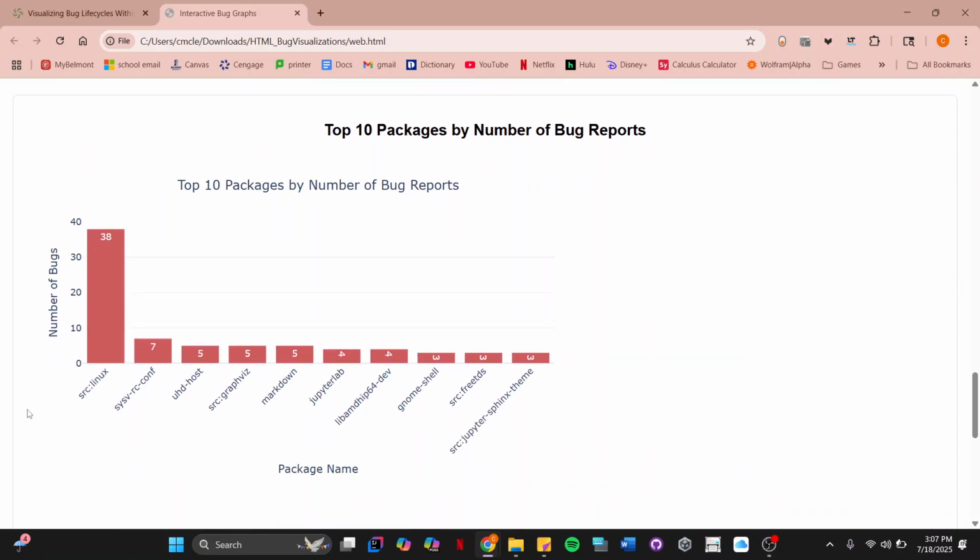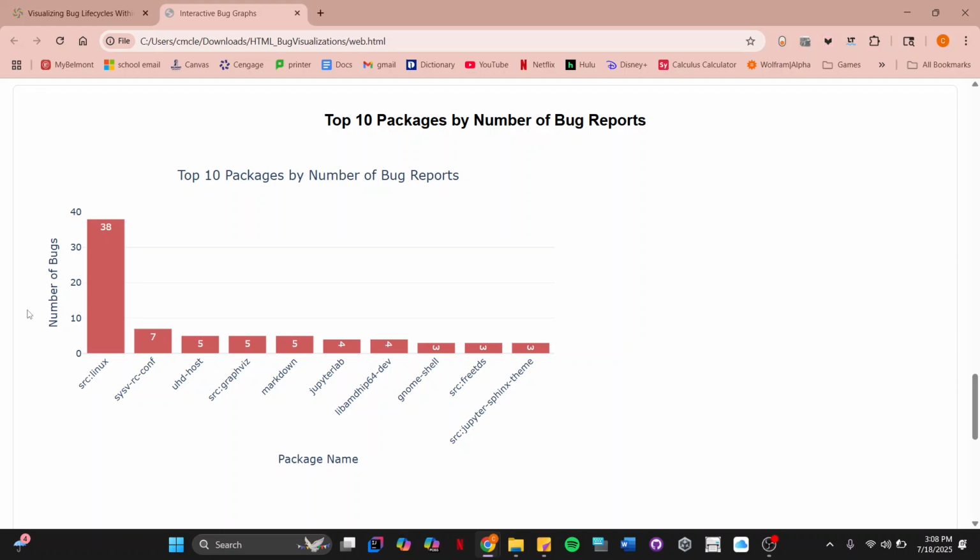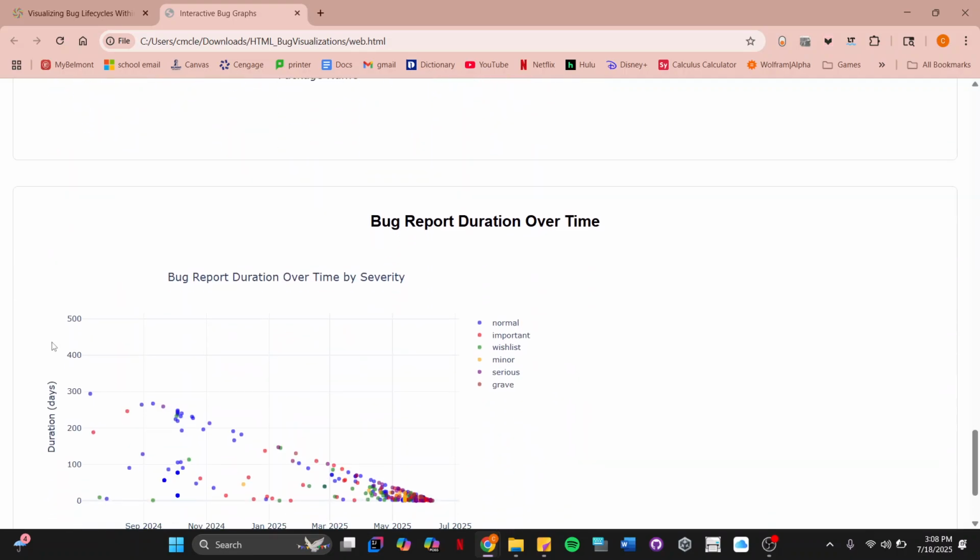So our next graph is the top 10 packages by number of bug reports, and we can see one of the highest affected packages is the source Linux folder, which does make sense as it is one of the main files of the system. And many of the other files would be affected, especially when making changes and edits. So we should make sure that we maybe do a little more testing on this specific package before we release new versions or updates, just to minimize the amount of bugs for that file.